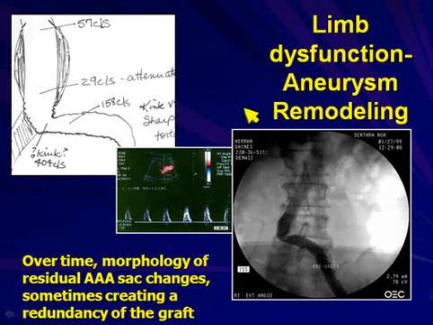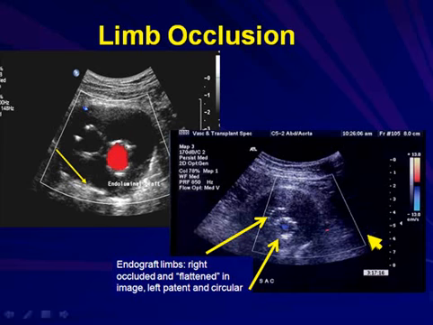When we talk about aneurysm remodeling, when these aneurysms start to shrink, sometimes, as happened in this uni-iliac graft, it became very redundant and kinked on several occasions. And you can see here angiographically how kinked that was. And remember, if this is an aorto-uni-iliac, it's supplying both limbs. So this is a real problem. Over time, the morphology of that residual aneurysm sac can change, and if that graft becomes redundant, then this has to be addressed.